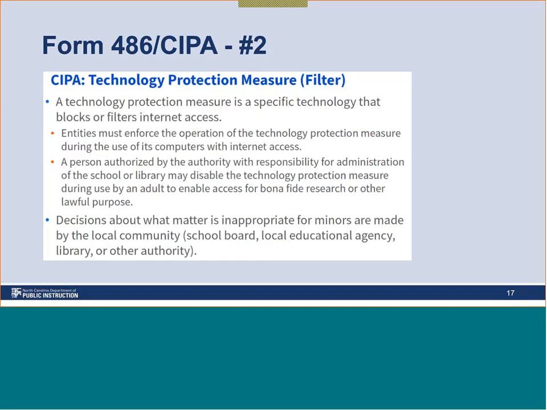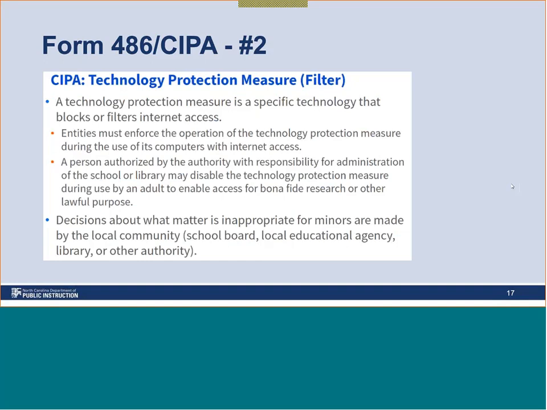All right, and then this is the number 2, kind of about your technology protection measure, which is a filter. And if you are on the NC-RED network and you utilize Zscaler, that is exactly what that is. And so it's basically a specific technology that blocks or filters internet access. And so to be SIPA compliant, you must have the filter and it must be enabled.